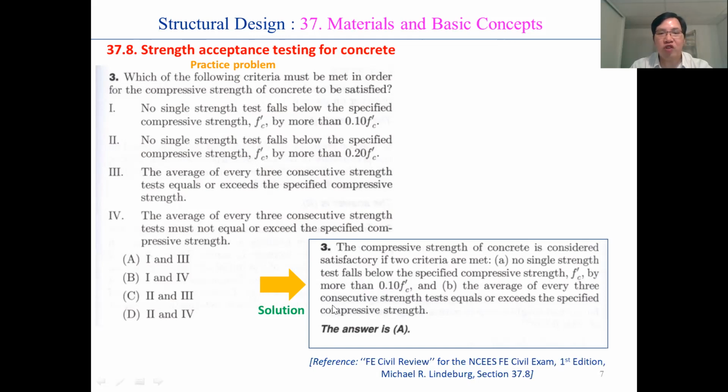And the good answer is that the statement 1, this one, and 3, this one, are correct. So the good answer for this practice problem is A.